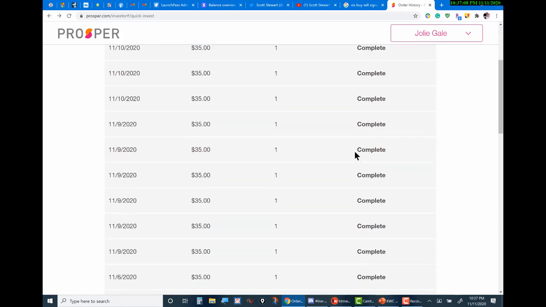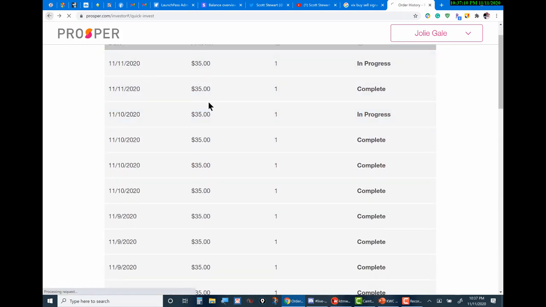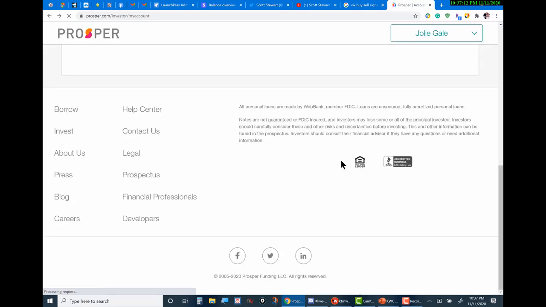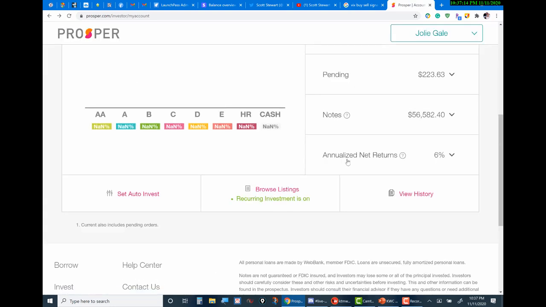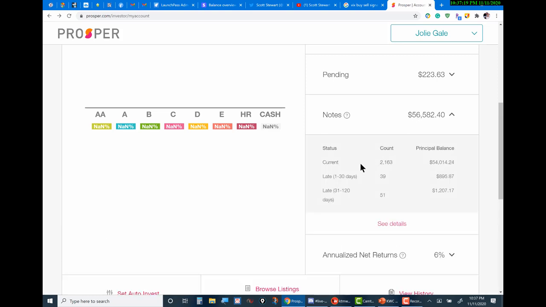Yes, there are charge-offs. Yes, there are write-offs when you invest in these, just like a bank would have. A bank is going to have charge-offs and write-offs. We're going to have those as well, but that's part of the process here. You can see that our current loans, we have 2,163 loans out, spread out over that $54,000. Of the 2,100 loans that we have, 39 are currently delinquent 30 days. 51 are delinquent more than 30 days.